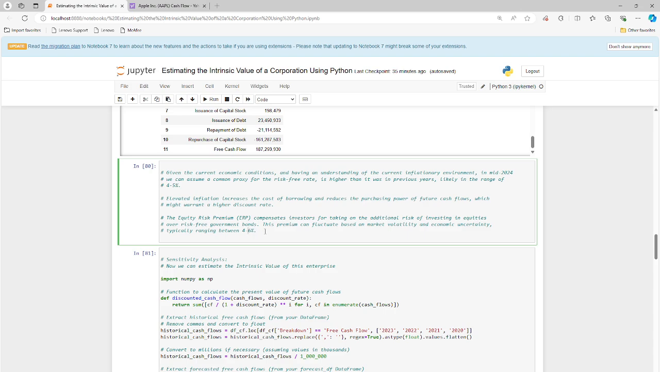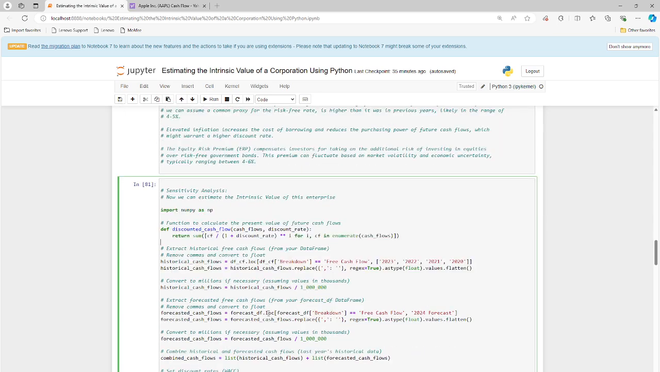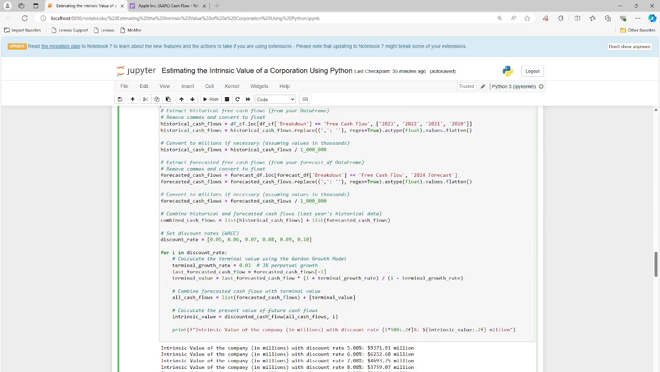In Apple's case, I'm going to say it's 4 to 6%. Okay, so we've defined that. Let's do a sensitivity analysis. And in this case, again, we're going to look at the past 4 years, 23, 22, 21, 20, and try to understand what the intrinsic value of this enterprise is worth. So I'm going to go ahead and hit Control-Enter to refresh the code.